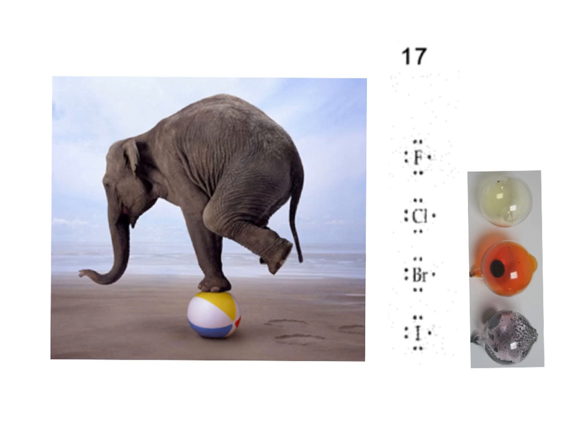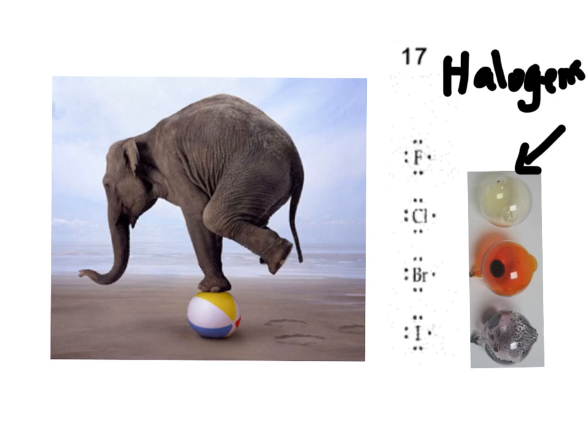The group 17 elements are called the halogens, and the halogens are all poisonous, dangerous gases. And these are colored gases, which is kind of neat because most gases don't have color to them. So you can see I have chlorine, bromine, and iodine gas. There's no picture of fluorine gas there.